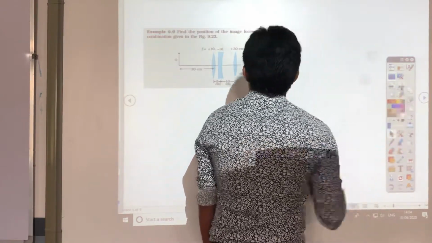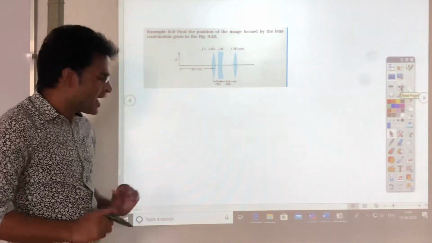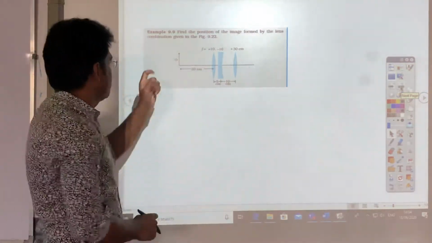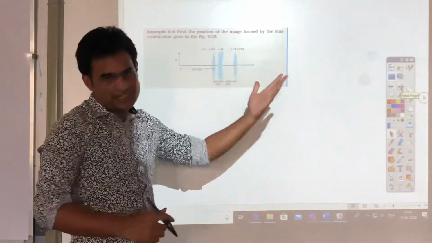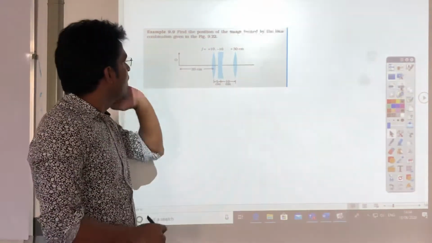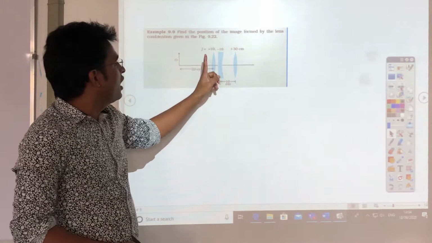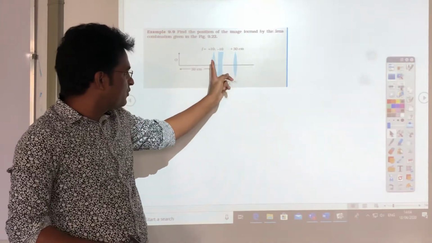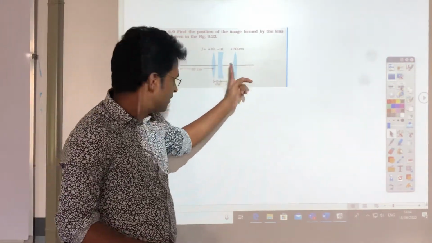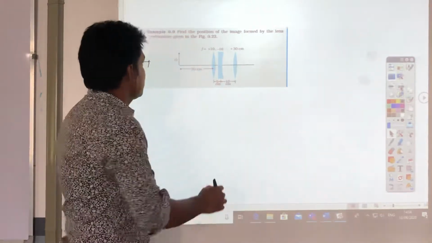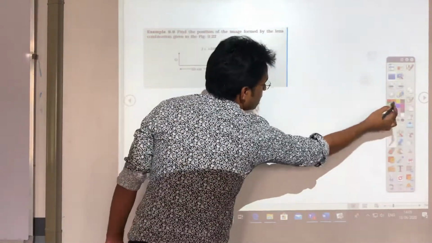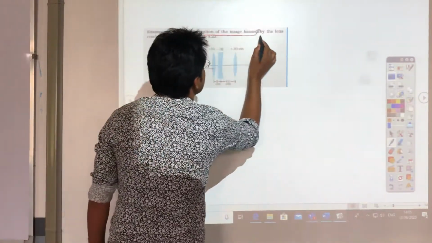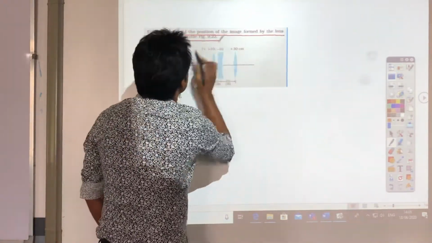Yeah, this question is based on combination of lenses. If you read this question, there are three lenses: first, second and third. The first lens is convex, the second concave, and the third one again convex. They are asking us to find the position of the image formed by the combination of lenses.